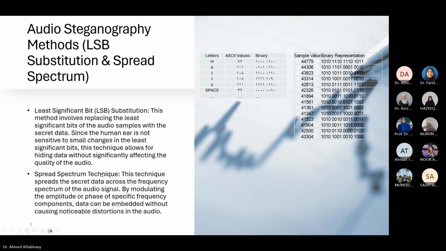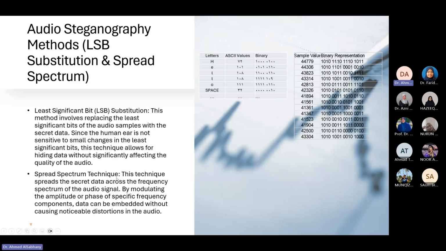So basically, the most common method in audio steganography that is used right now is the least significant bit. It's not very easy to detect if it's used wisely, and it's not the most secure, and definitely not the most complex.